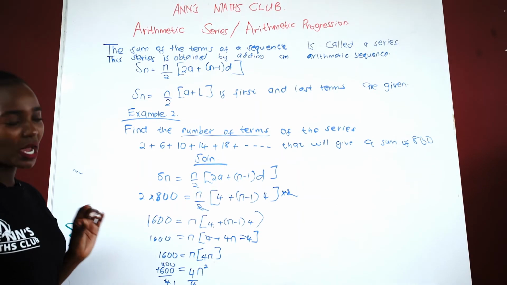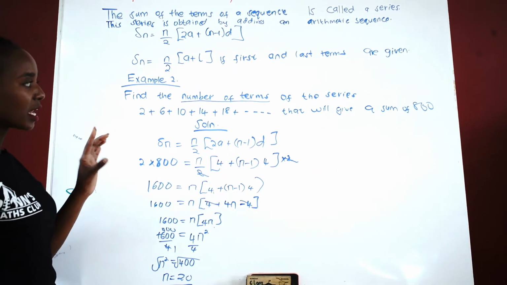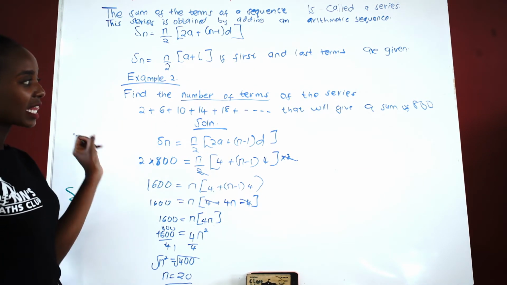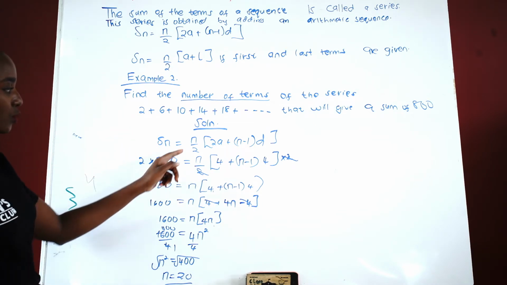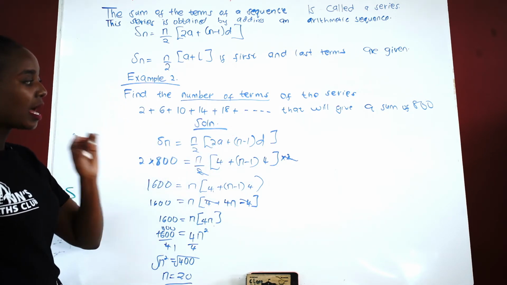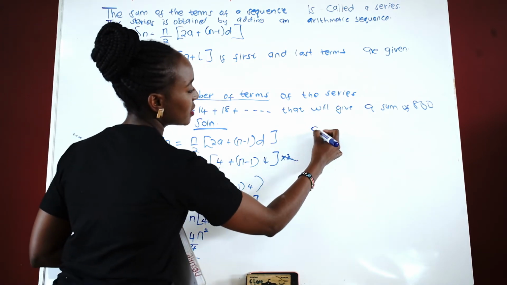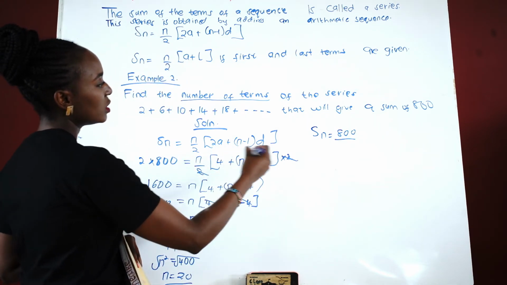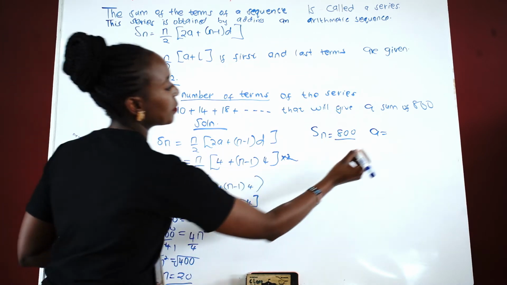Okay, let us just do a recap of this question. We've been asked to find the number of terms of the series we've been given, which gives a sum of 800. And this is our formula: Sn equals n over 2 into 2a plus (n minus 1) into d. Again, we have to see what we have and how we can apply it. Our Sn, we've been told, is 800. Our a, we can find from the series. Our a is 2, the first term.